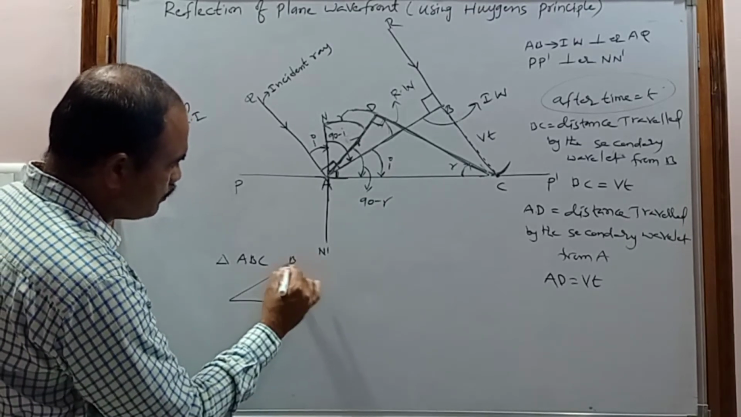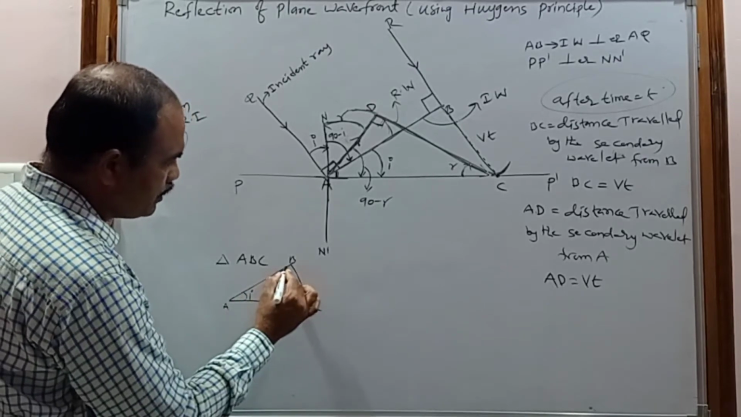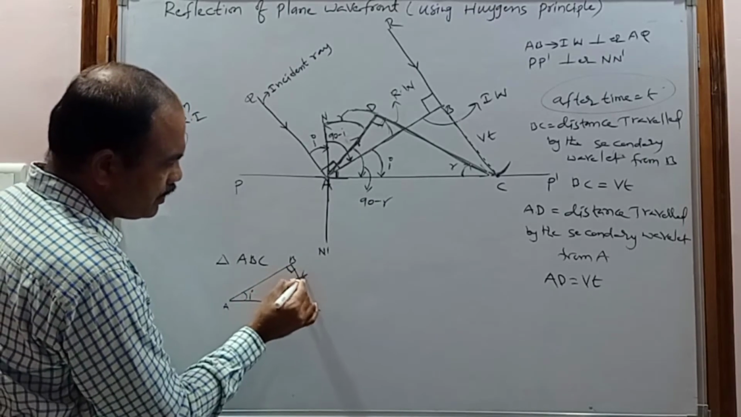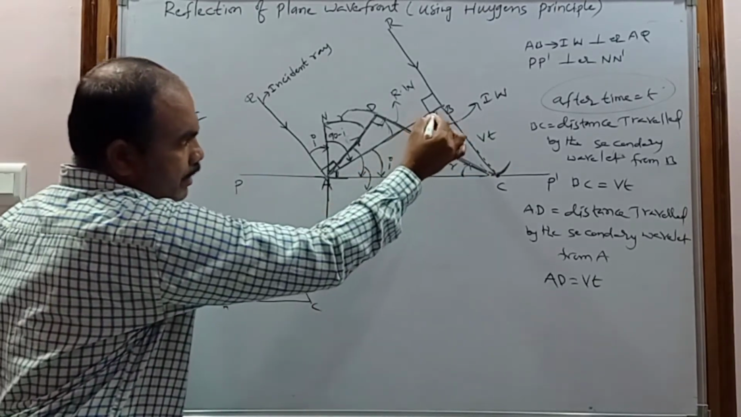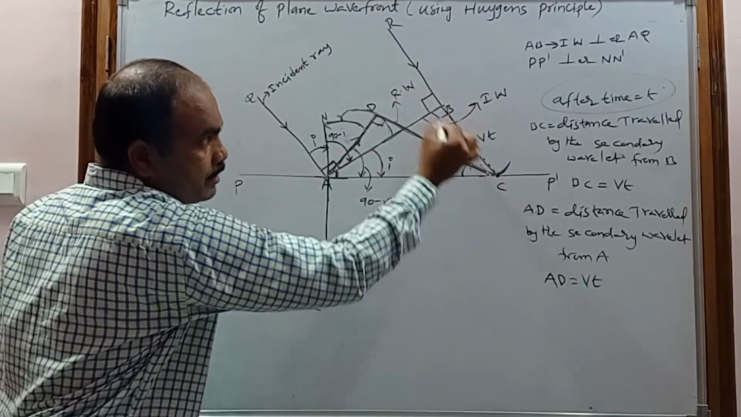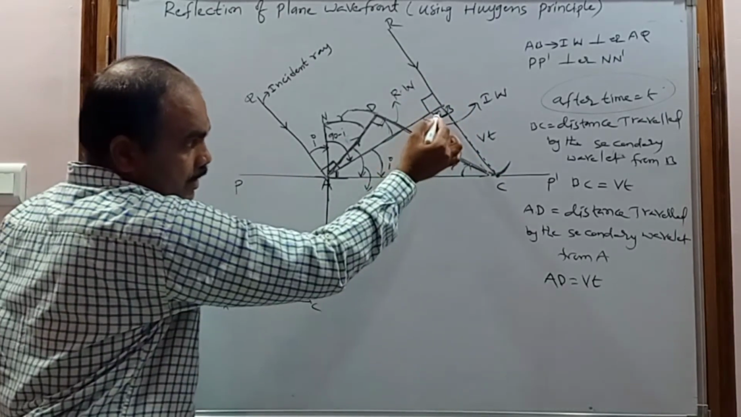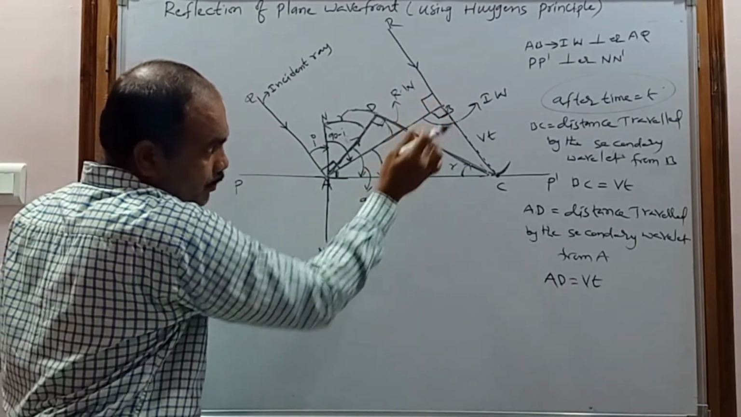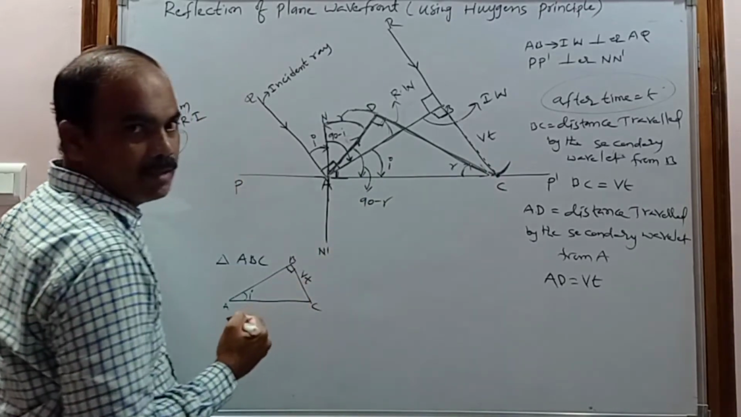So this is B and this is A and this is C. Here how much angle? I. And this is the 90 degrees. And BC is nothing but what? VT. This BC is the VT. Now this is the 90 degrees here because this is the incident ray. So 90 degrees here is also 90 degrees. So the side which is exactly opposite to 90 degrees can be taken as what? Hypotenuse, and here AC is the hypotenuse, remember.